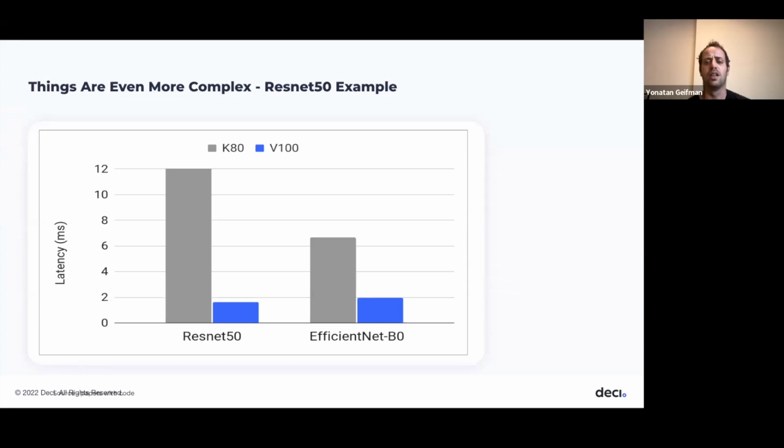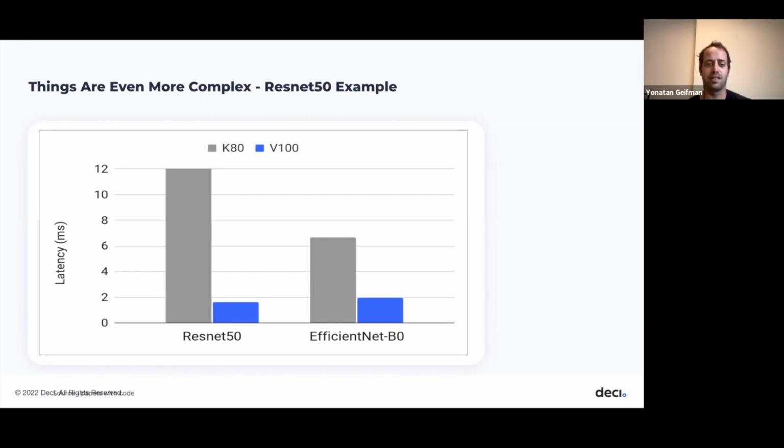And what we can see here is an example of how two different hardware types from the same manufacturer, in this case K80 and V100 by NVIDIA, and two models, ResNet 50 and EfficientNet B0. So when we look at the K80, the gray bars, what we can see is that the EfficientNet B0 has lower latency than the ResNet 50. But then we consider the same two models on the V100. What we can see here is that the ResNet 50 is faster.